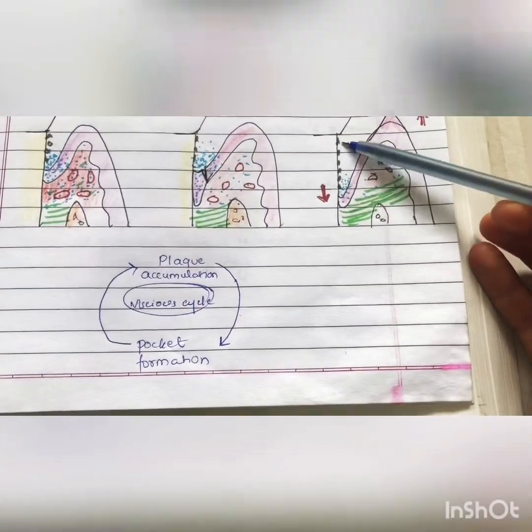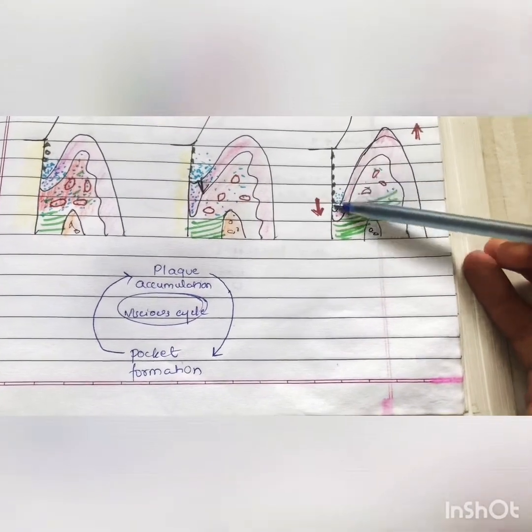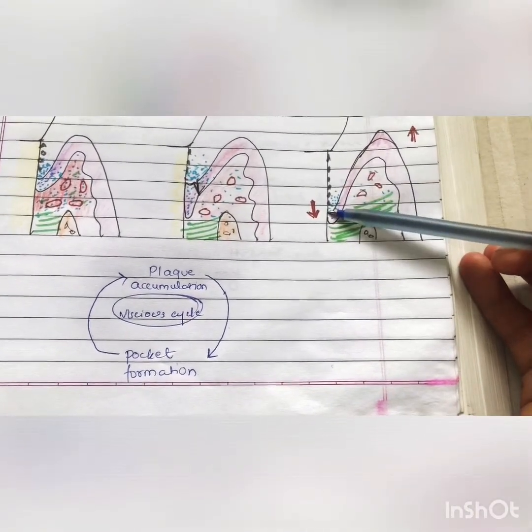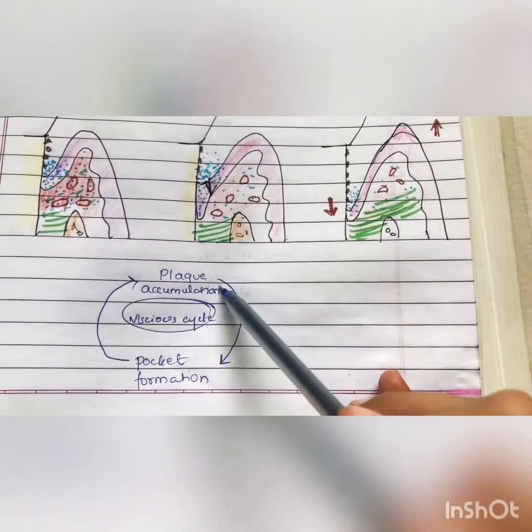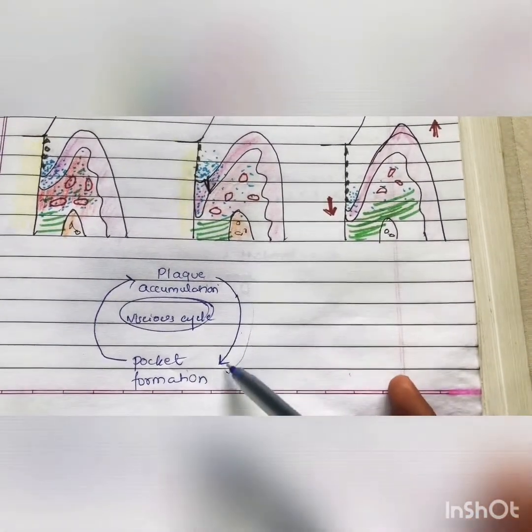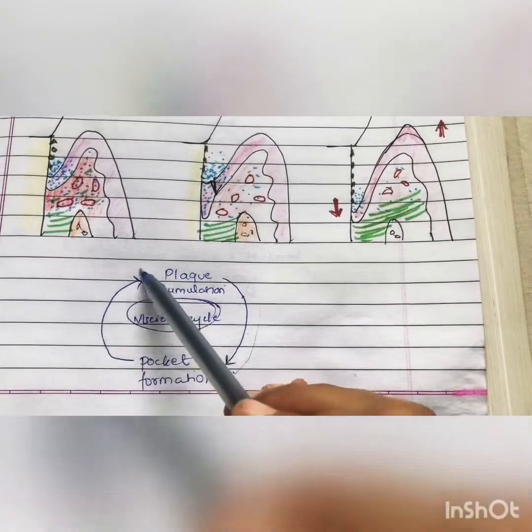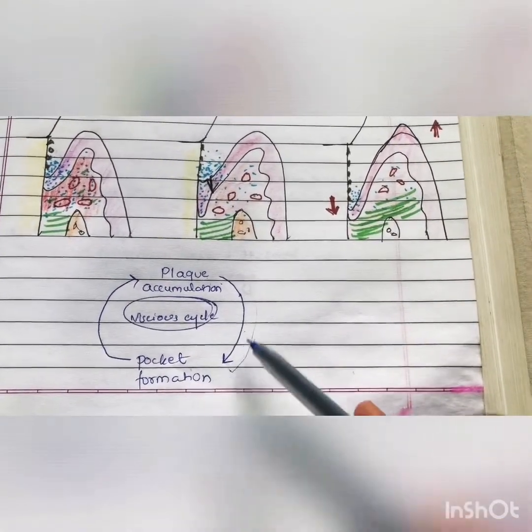As the pocket deepens, you have more and more plaque accumulation, and this plaque becomes difficult to clean, and that is why it becomes a vicious circle. The plaque accumulation begins, causes the pocket formation, which leads to further plaque accumulation, which leads to further pocket formation.